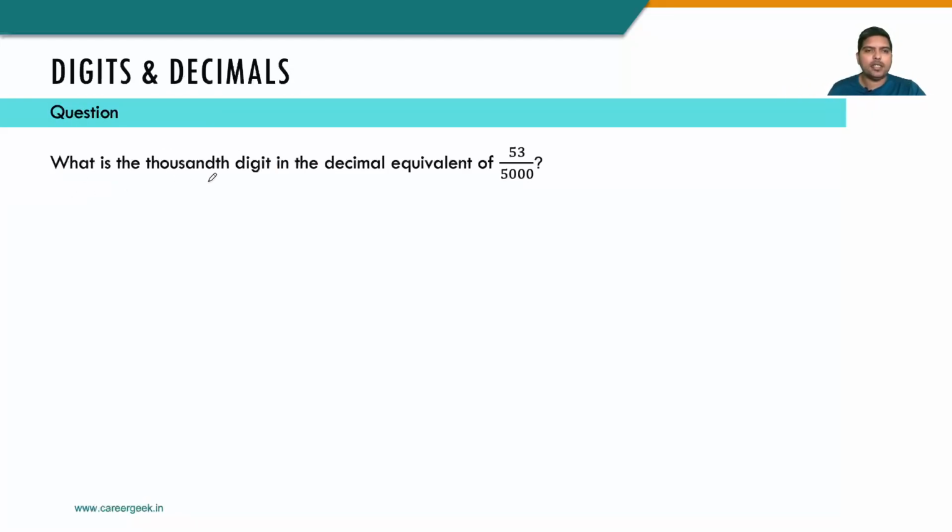What is the thousandth digit in the decimal equivalent of 53 upon 5000? Okay, now how do we write 5000? 5000 I can write as 5 into 10 power 3, right? Now, one way is 53 upon 5. We have seen 1 upon 10 power 3 is nothing but 10 power negative 3 in the first slide, right? So I'm going to let it be for now.